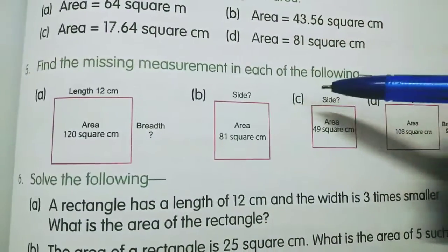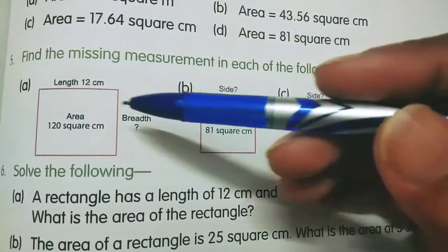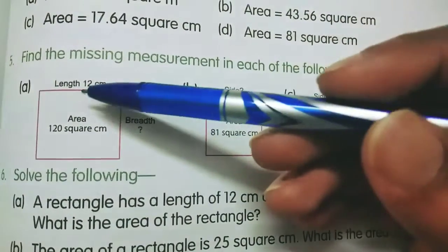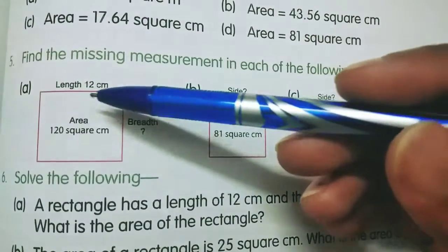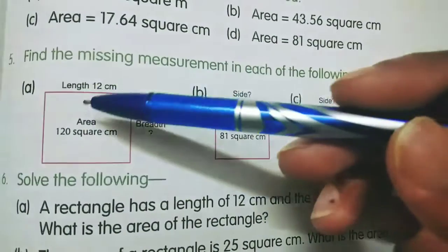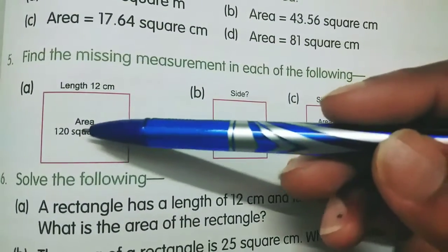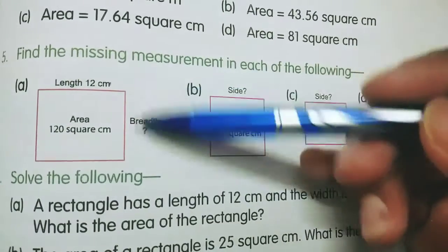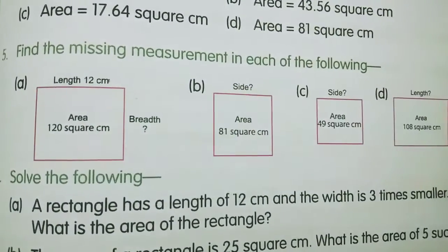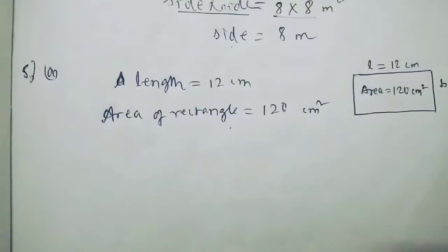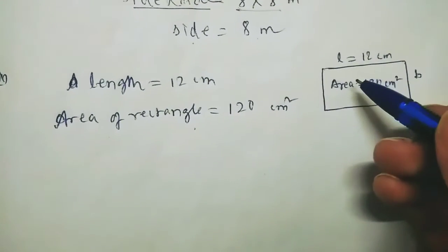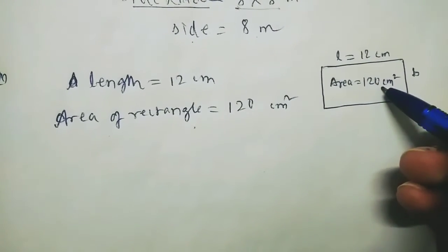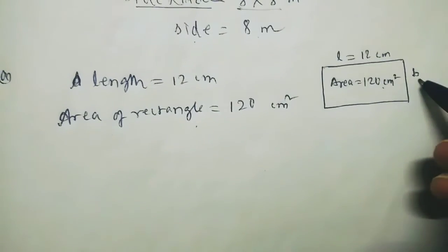So find the missing measurement in each of the following. Missing measurement means you have to see the figure, what figure is given. So this is what it is, a rectangle. So here area of the rectangle is given 120 centimeter square and length is given 12 centimeter. You have to find the breadth of the rectangle. So how can you find the breadth of the rectangle? Let's see. So students, see here. So I have made the figure here. Area is given 120 and length is given 12. You have to find the breadth.